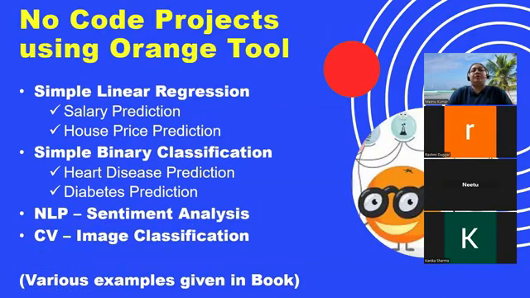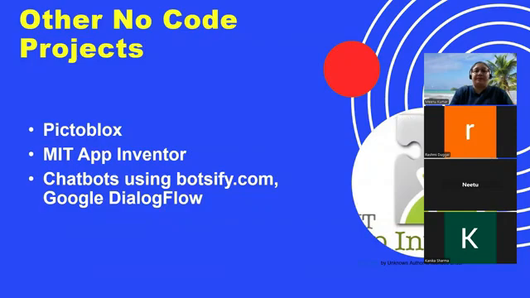Then you come to no code projects using the Orange data mining tool. Again, in that you can do the same thing, but using the Orange data mining tool. You can add on the NLP aspect also. You can do a sentiment analysis that has been touched as a project in the book. And as I said, the image classification can also be done.